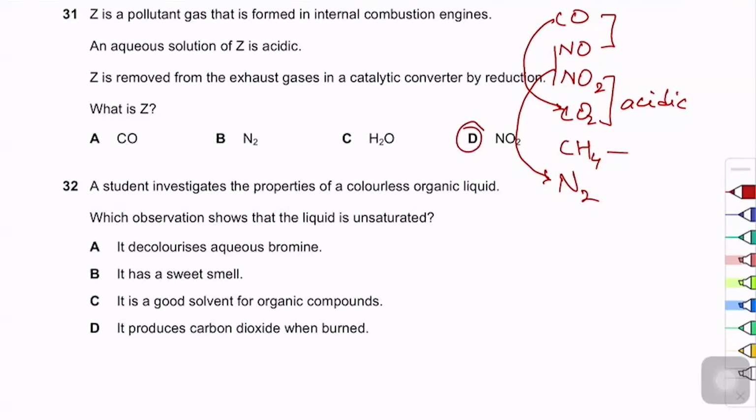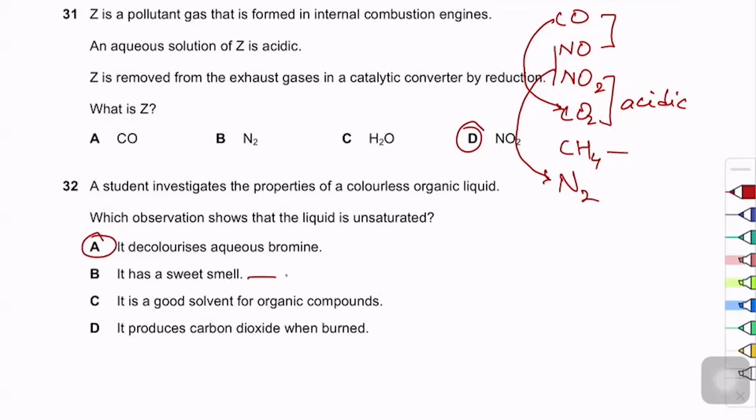And this is the last question for today. A student investigates the properties of colorless organic liquid. Which observation shows that the liquid is unsaturated? Unsaturated means it has double bond, which means it undergoes addition reaction. And the test for that, if you remember, is passing it through aqueous bromine, which decolorizes. So based on this is my answer.